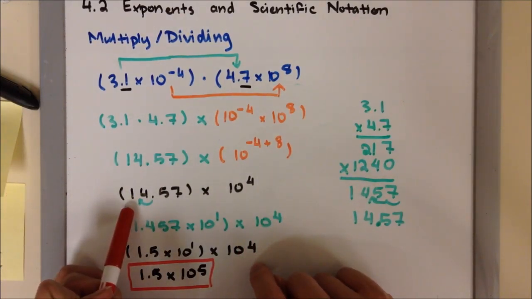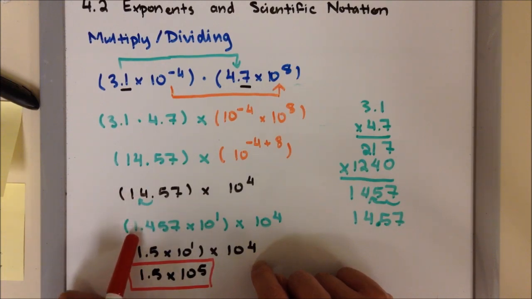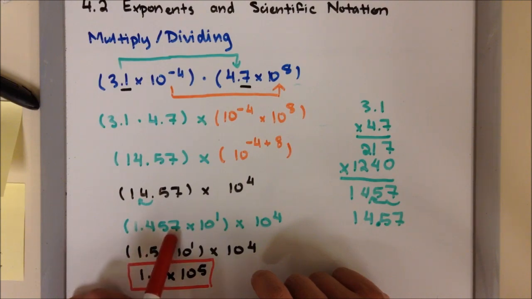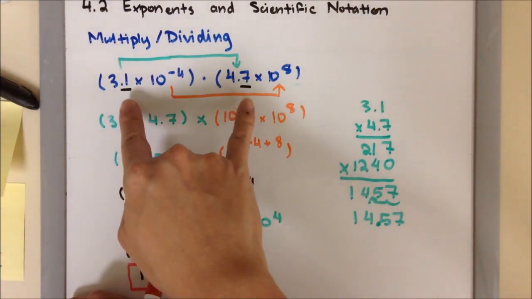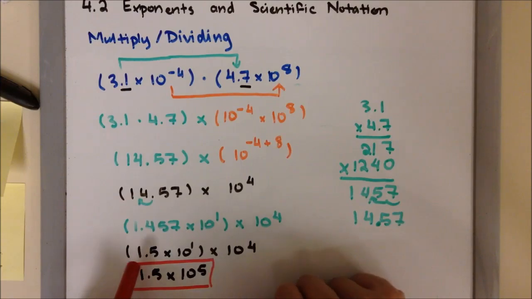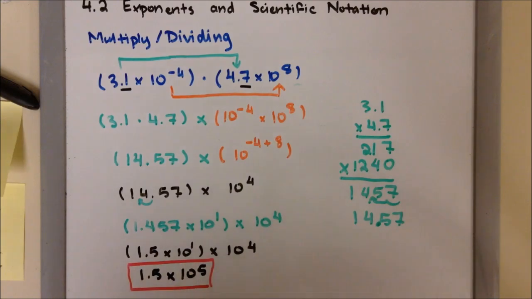Now, I had to convert 14.57 into a number that's between 1 and 10, which is 1.457, and I need to convert it to 1 decimal place. So I'll round up to 1 decimal place because it is 5 right here. Since I moved my decimal to the left, that's where I get the 10 to the 1 power, 1 place. And I round up to 1.5. My final answer is 1.5 times 10 to the 5th power.